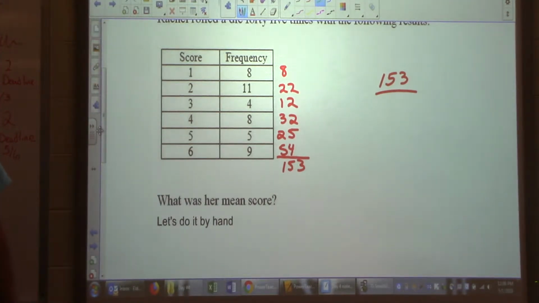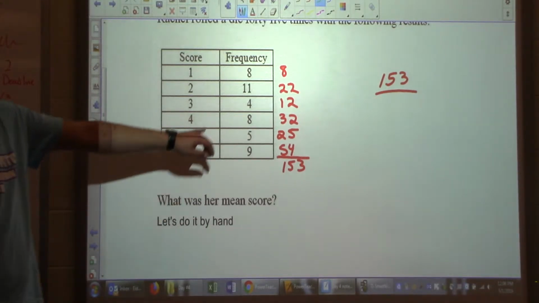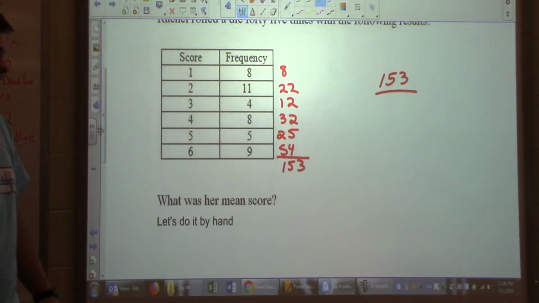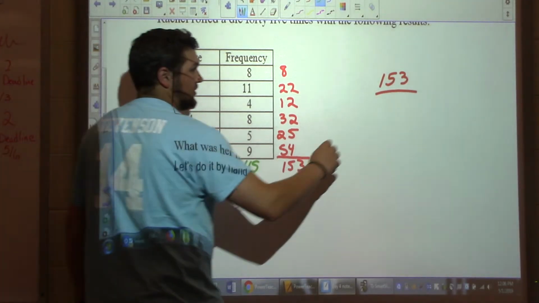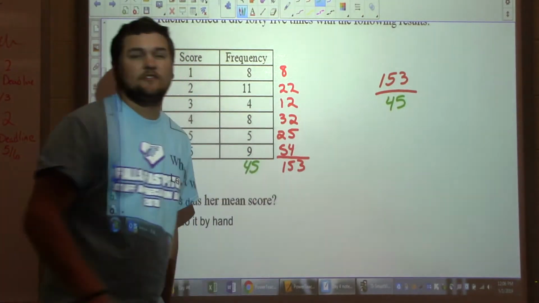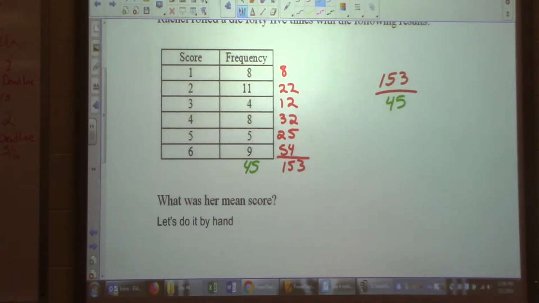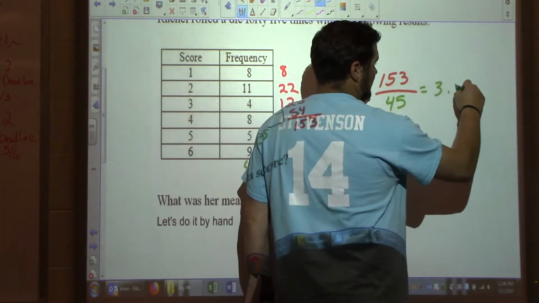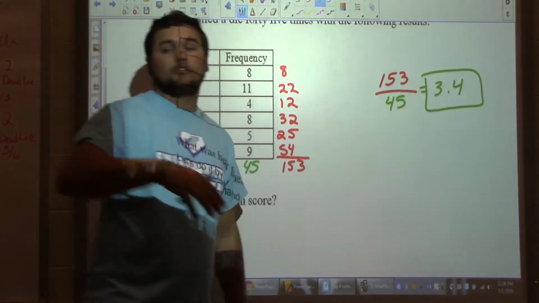Go ahead and do that. What do we get when we add all the frequencies? 45? Everyone got 45? Okay. So I'm going to take 153 and divide it by 45: the total number of scores divided by how many times I actually rolled the die. Let's round to tenths. I don't know if it even comes out any farther than that, does it? No. Perfect. So when I'm finding the mean, it's going to be 3.4. So 3.4 for my frequency table.